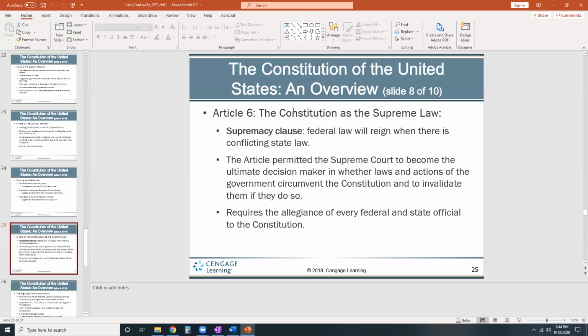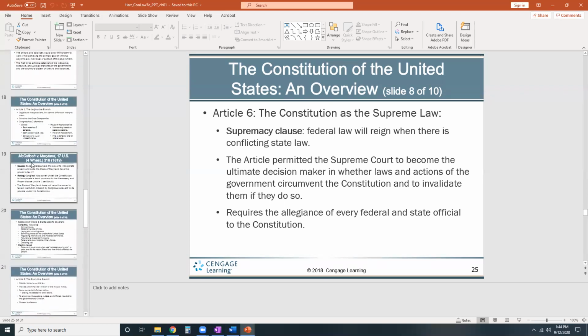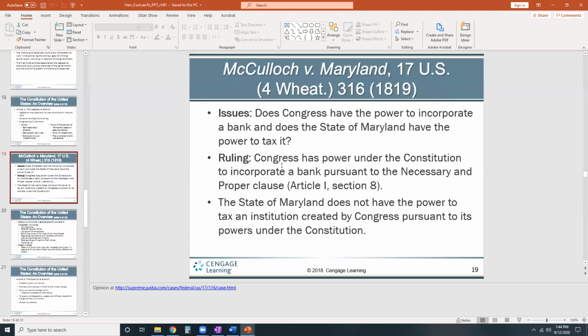As the example we mentioned earlier, when we talked about the McCulloch versus Maryland case, Congress passed a law creating a bank, and Congress had the power to do that based off of their legislative powers under Article 1. Maryland tried to restrict that power by taxing the bank, and the U.S. Supreme Court said no. The state of Maryland is not above Congress, and they cannot do that.